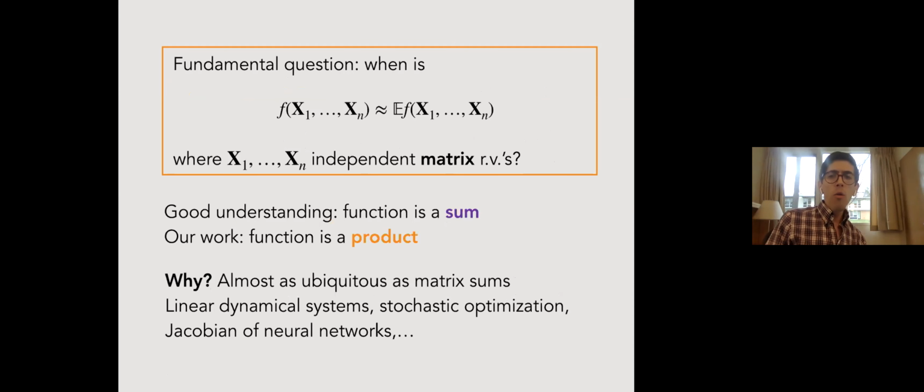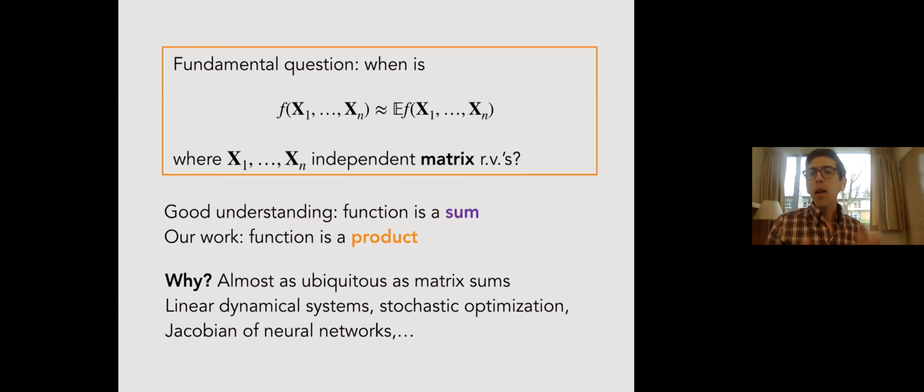So our work today, as the title indicates, is to try to understand what happens when the function in question is not a sum, but a product. So a sum or an average is the situation dealt with by the matrix Bernstein inequality that I showed on the previous slide. That's the simplest function that one can possibly imagine. Here we are interested in products, which are, to my mind, maybe an equally simple function, and one that actually has a wealth of applications in a number of modern contexts.